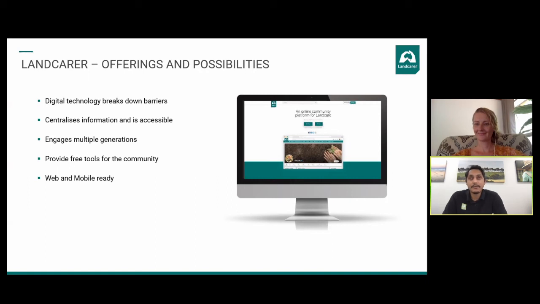The aim is to provide free tools on one platform where we can constantly improve and add features that benefit community. So think of it as a community tool that you use for work. Now, by using digital technologies, the hope was to engage every generation of Landcarers. And since the platform is web and mobile ready, you can access the platform anytime and anywhere. And I can't stress how important collaboration has been on this journey.